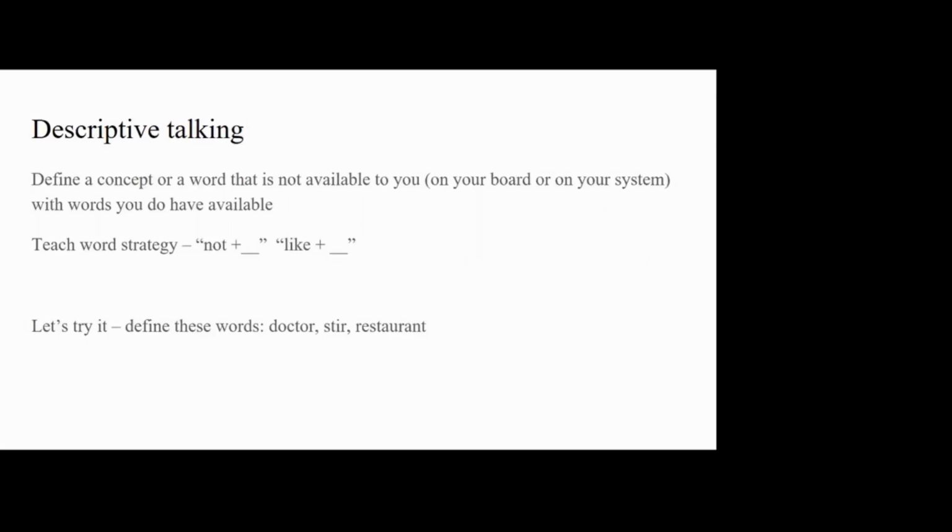And one other thing you can do is teach word strategy. So it's not this way, or it's like this thing, or it starts with this sound. So you can teach strategy, okay? And so what we really want to think about is, how do we define a concept or a word that is not available, okay? So let's just keep in mind these words, doctor, stir, and restaurant.